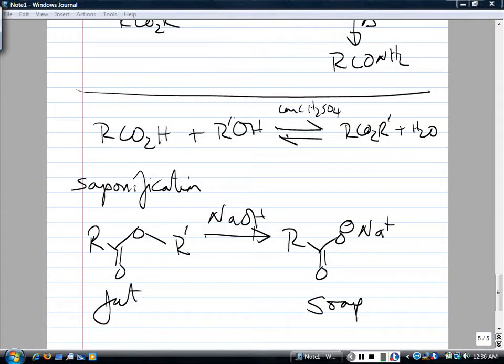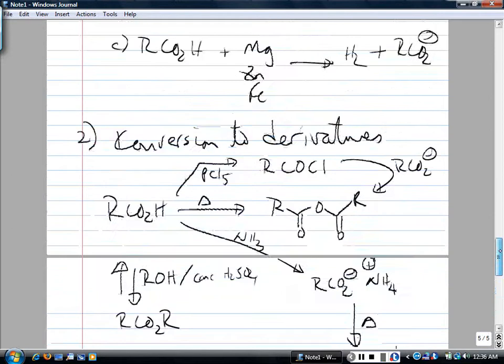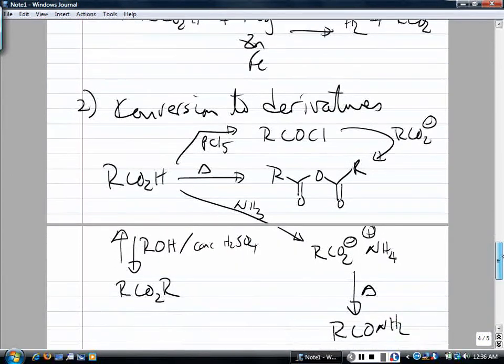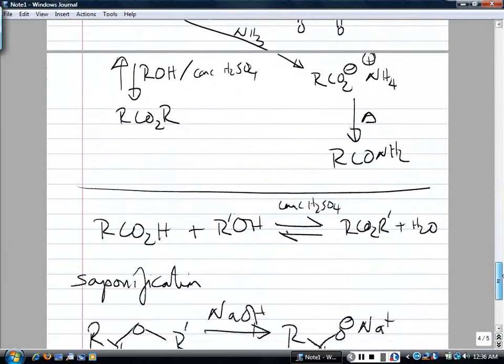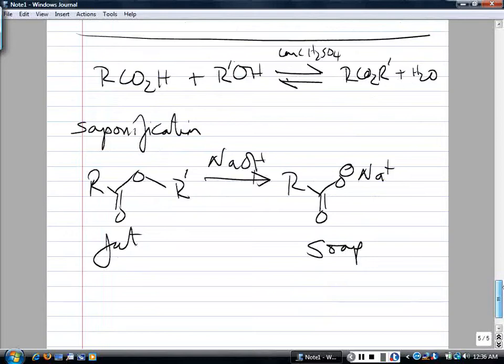Okay, so we're doing reactions of carboxylic acids, and we've looked at reactions of carboxylic acids as acids, and there's a whole bunch of those. Then we talk about conversions to the carboxylic acid derivatives. And we're now picking up on another preparation of the carboxylic acid. It's what's called a saponification reaction.